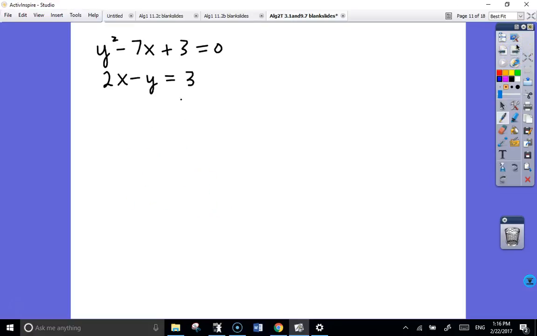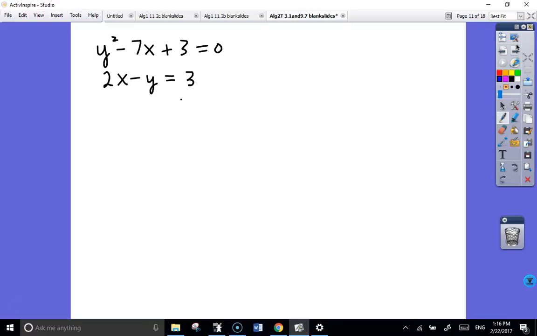Okay, now look at this one. What's different about this one? It's actually the y squared, not the x. What does a parabola look like if instead of being y equals x squared, it's x equals y squared?